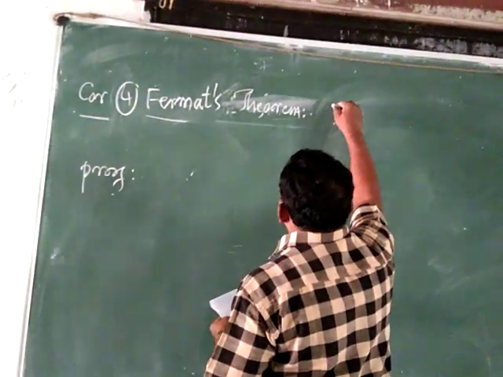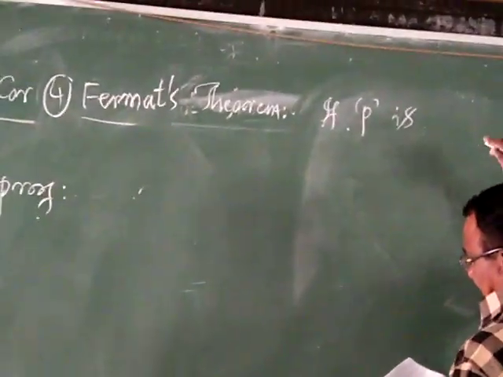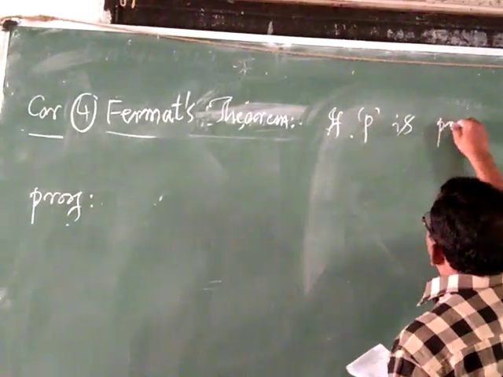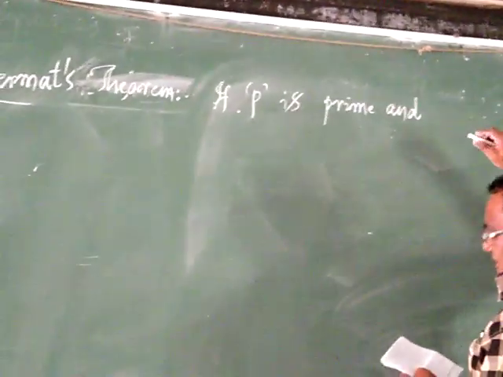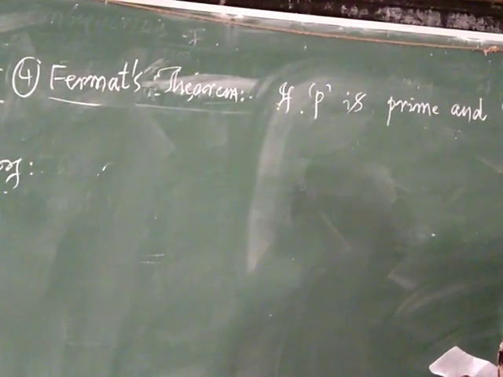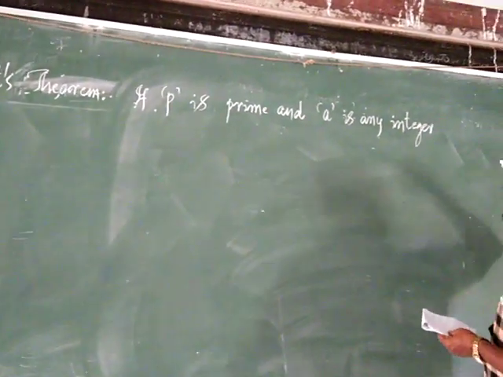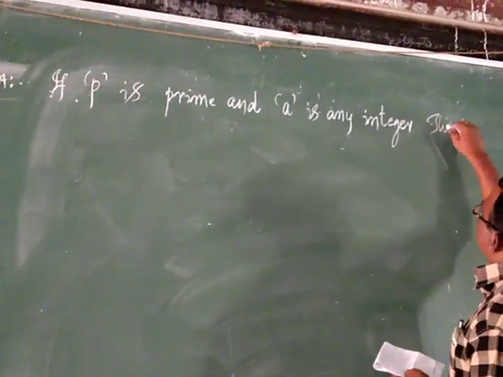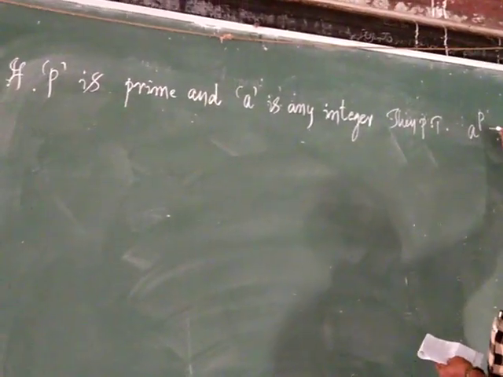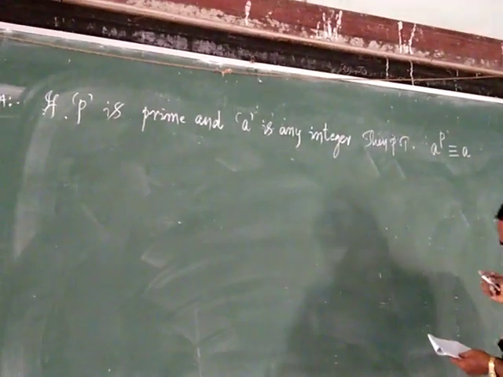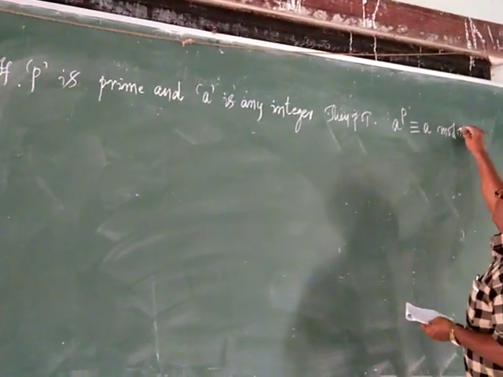Fermat's theorem states that if P is prime and A is any integer, then prove that A to the power P is congruent to A mod P.